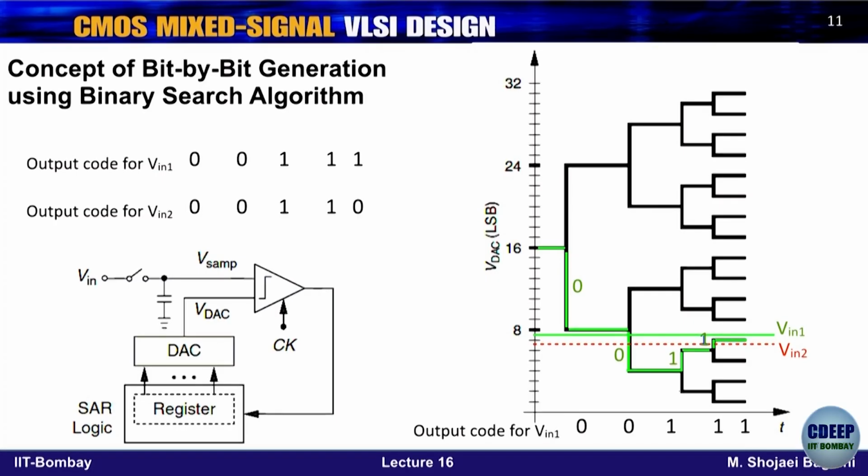So now the code is generated. Let's say each process takes 1 clock cycle. So we have 5 clock cycles. And for V in 2, I have also written the code, which is similar. In fact, V in 2 and V in 1 only differ by one LSB. Therefore, the code for V in 2, which is slightly below 7 LSB, will end with 0.